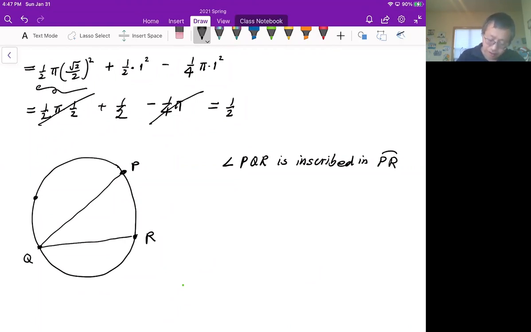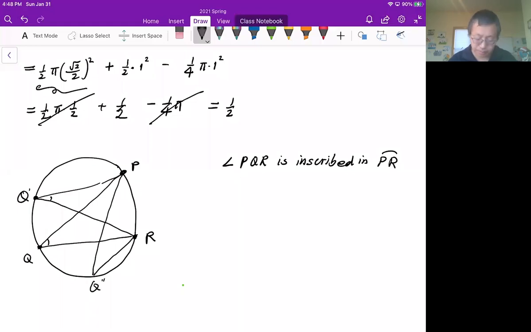So Q can be here. That's also, let me use Q prime to not confuse you. So you get another inscribed angle here. This one is an inscribed angle, and this one is an inscribed angle. You have lots of these. You could have another Q here, and that's also called an inscribed angle. Everything's okay? You get an arc, and you get an inscribed angle.